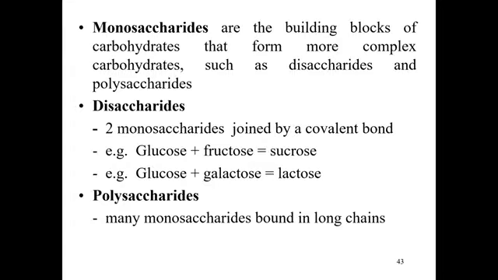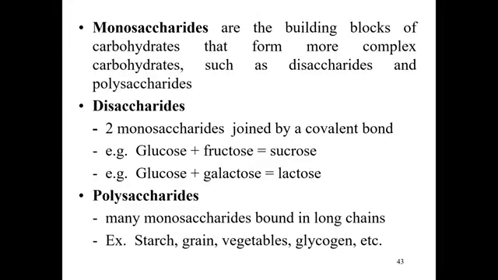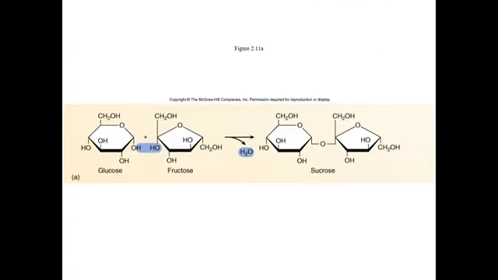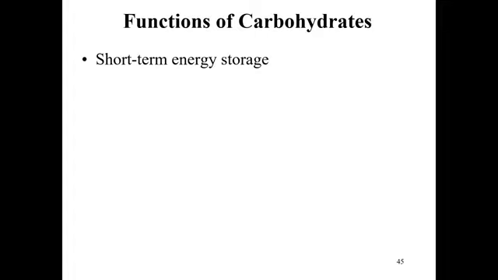Okay, please take note that table sugar and blood sugar is different. Blood sugar is glucose, table sugar is sucrose. Sucrose provides both glucose and fructose. And when you combine multiple monosaccharides, they form long chains. These are called your polysaccharides. So examples of long chain polysaccharides are your starch and glycogen. Okay, so this is an example of your bonding. What are the functions of carbohydrates?